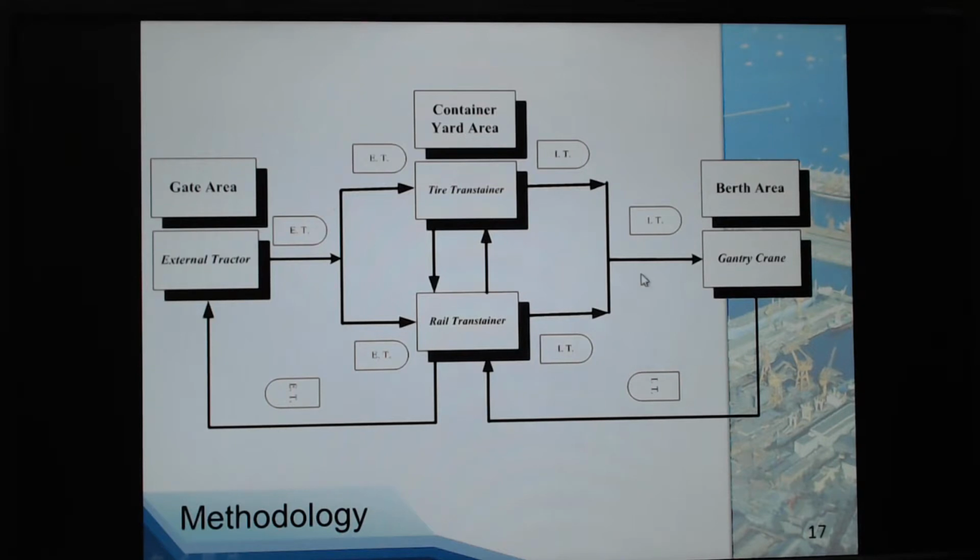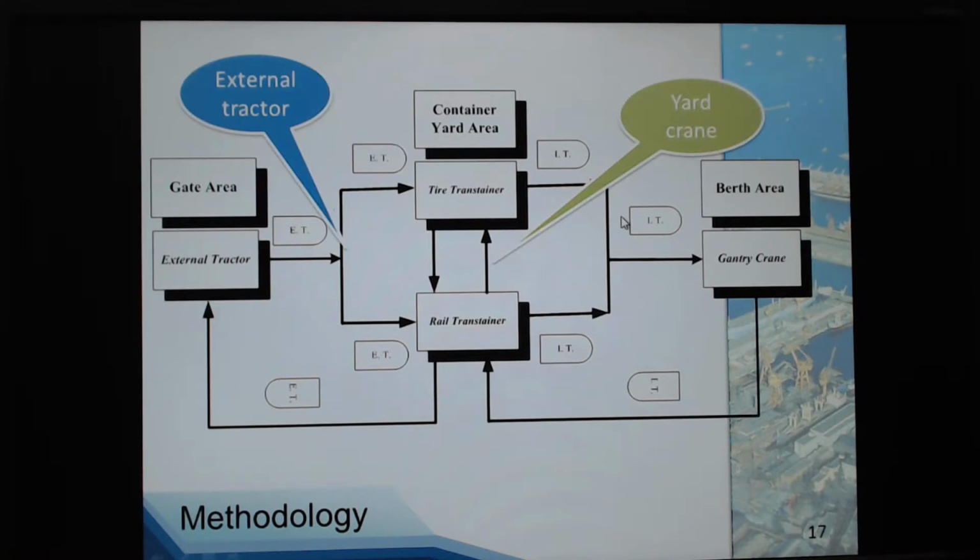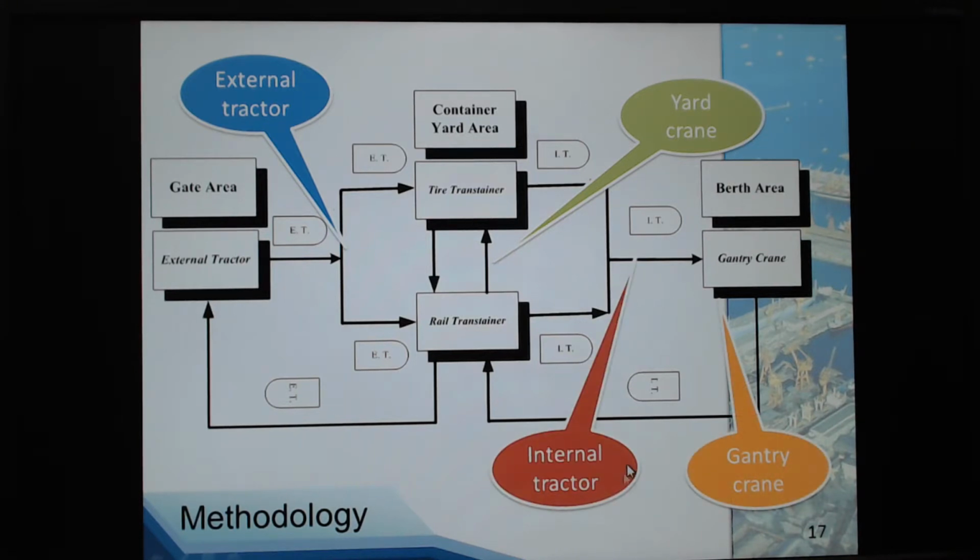That means you use the gantry crane to load the container onto the ship. Okay, so here is the external tractor. Here's the yard crane. Here is the internal tractor. Another gantry crane. So we will calculate these four.